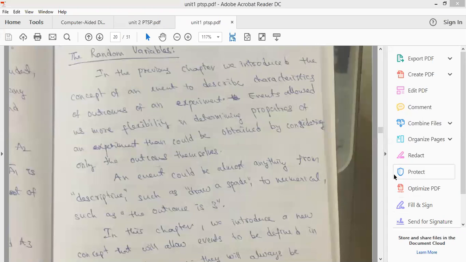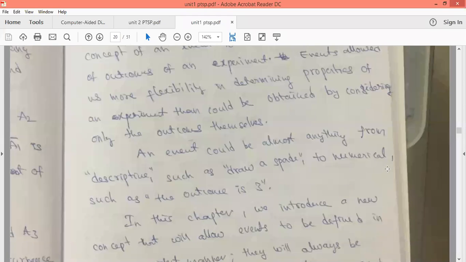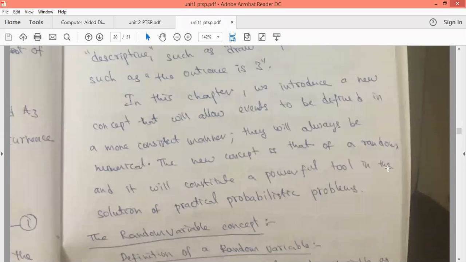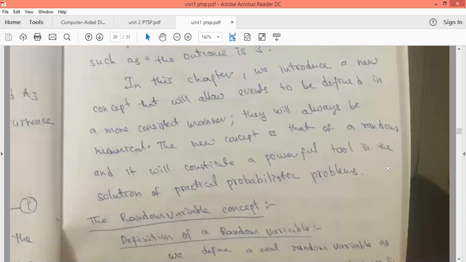Now, the importance of a random variable here is that we will be representing the events in some probabilistic manner. That is, we will be assigning some numerical value to the event. The importance of assigning numerical values to the events is that whenever we have to solve problems, it acts as a powerful tool. It gives the solutions of practical probabilistic problems. That is why the random variable or random process is very important here.